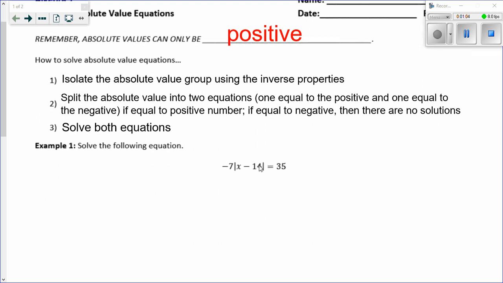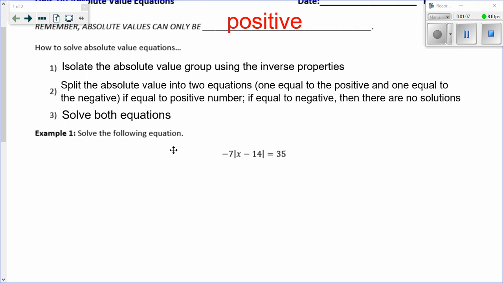Okay, so let's do example one. We have to solve the following equation: -7 times the absolute value of x minus 14 equals 35. We are going to try to get the absolute value of x minus 14 by itself, so we have to get rid of this -7. To undo this -7 times the absolute value, we will divide both sides by -7. So we get the absolute value of x minus 14 equals -5.